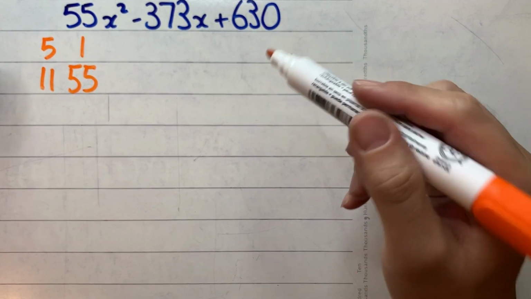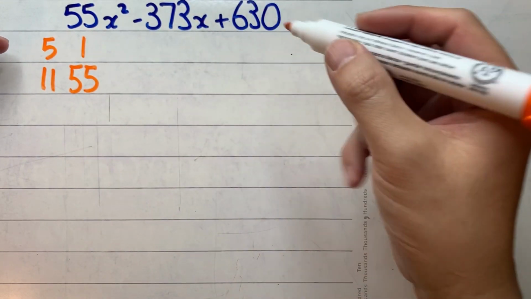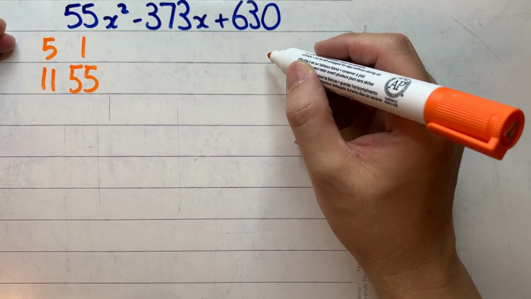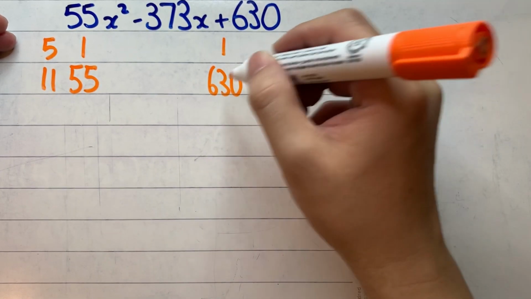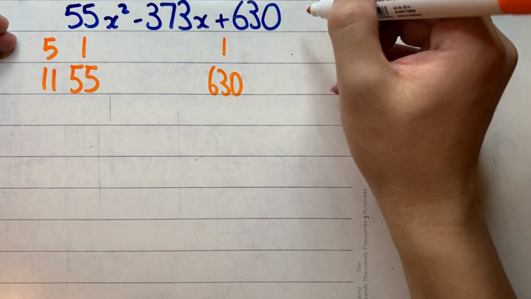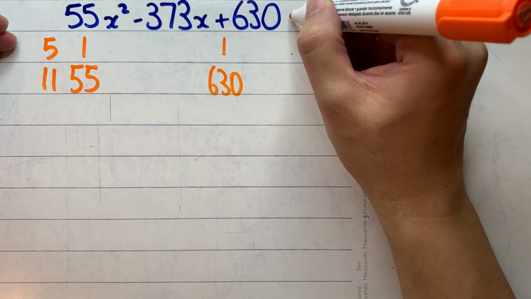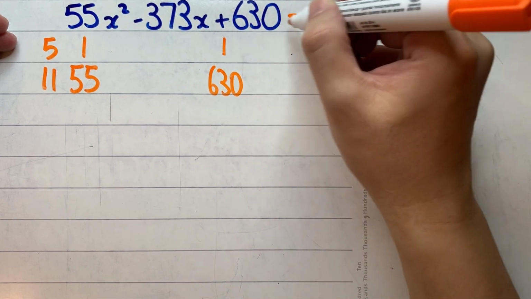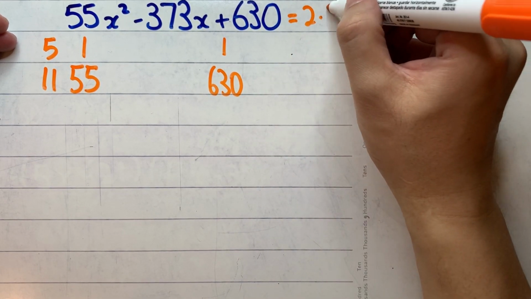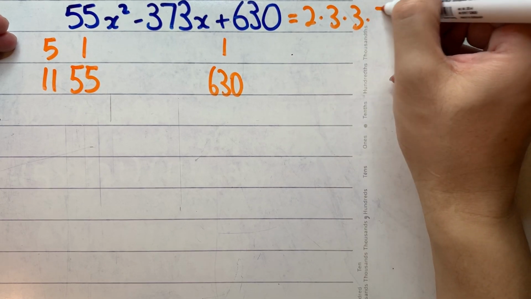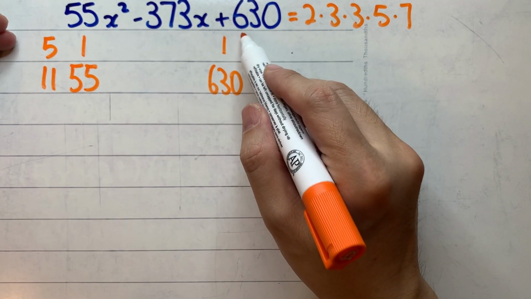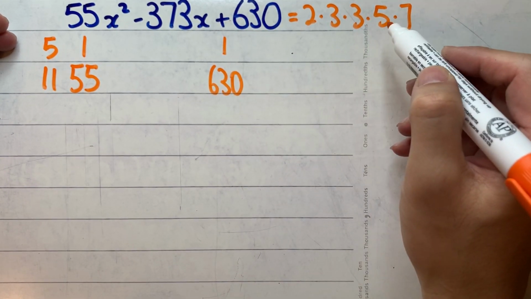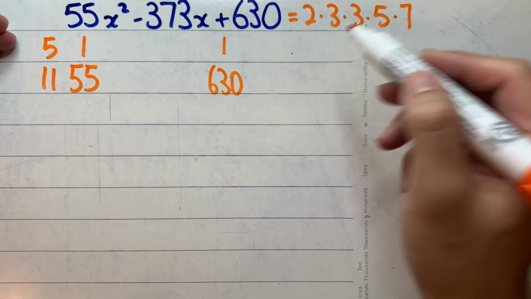So what do we do? Well, we have to go through the factors of 630. Yes, the obvious one is 1 and 630, but how many more pairs are there? So we have to use prime factorization. 630 is 2 times 3 times 3 times 5 times 7. That is the prime factorization because it's 90 times 7, or 70 times 9.